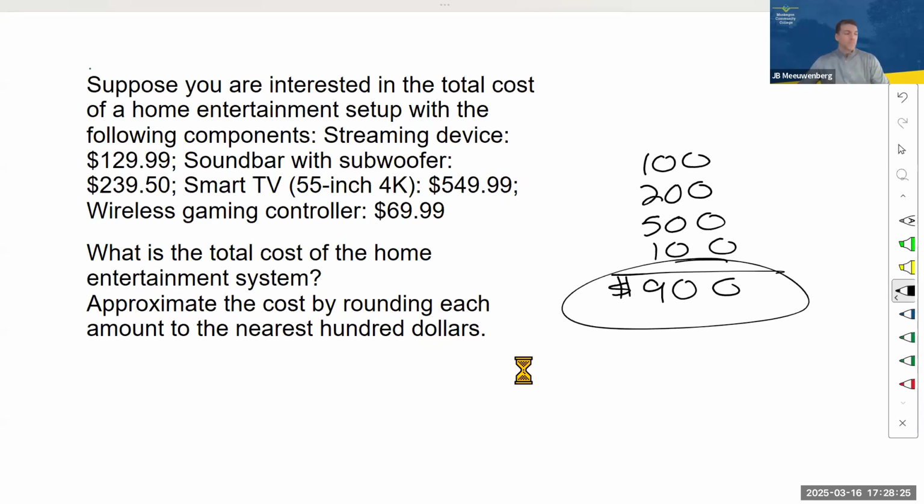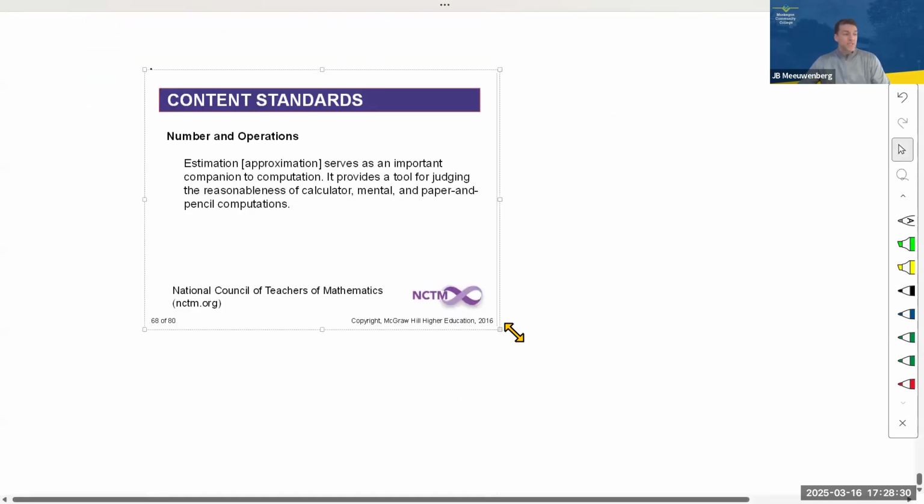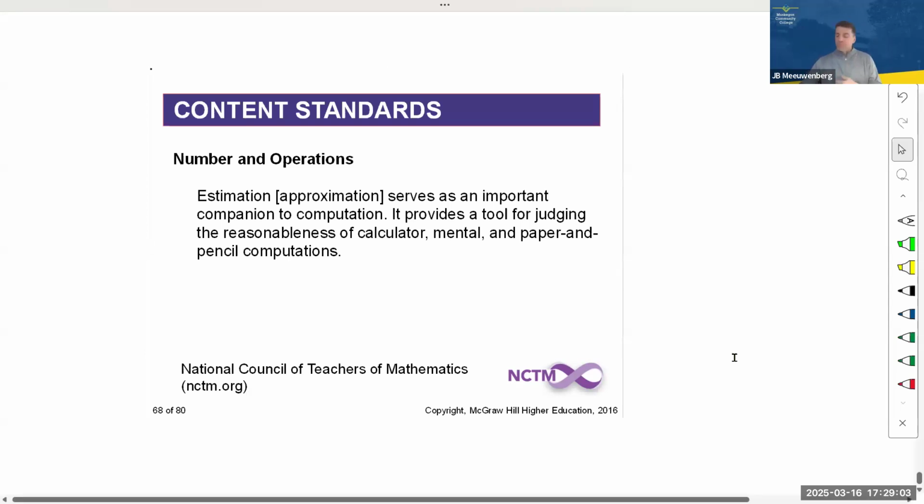Now, why is this so important? I don't think enough attention is paid to approximations because according to the National Council of Teachers of Mathematics, this strategy, this tool, is an important companion to computation. They are not mutually exclusive. They go together. It provides a great tool for judging the reasonableness of some calculation. Whether it's mental, whether it's paper and pencil, you always need to be able to know if your answer makes sense. And approximations are so important in doing that.